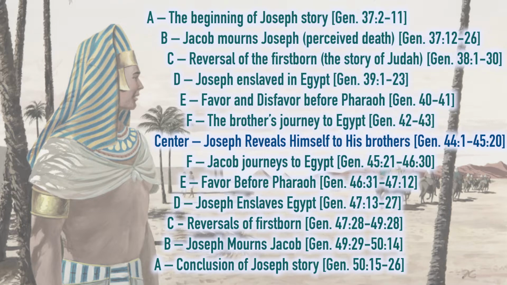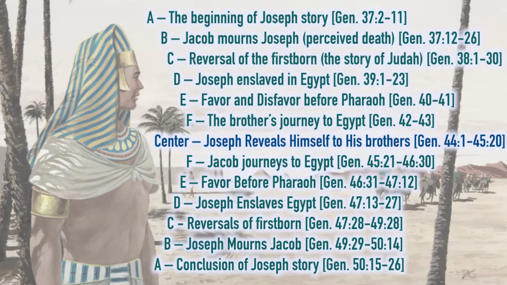Letter B, Jacob mourns Joseph, Genesis 37, 12 through 26. Then there's the reversal of the firstborn. This is the story of Judah in Genesis 38. Then Joseph is enslaved in Egypt in Genesis 39. Letter E is favor and disfavor before Pharaoh. This is Genesis 40 through 41. Then we have letter F, the brothers journey to Egypt to get grain. This is Genesis 42 through 43. And then the center is Joseph revealing himself to his brothers in chapter 44 through chapter 45, verse 20.